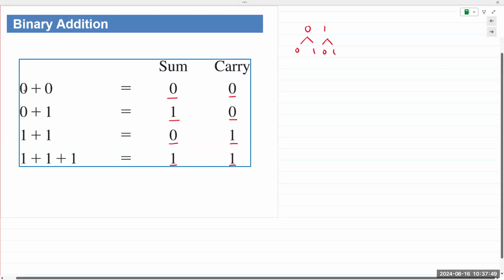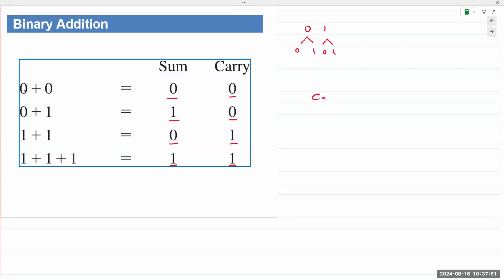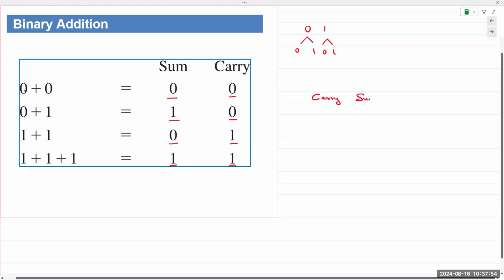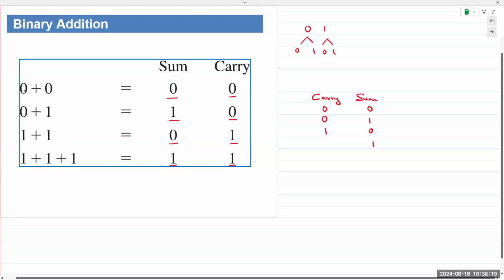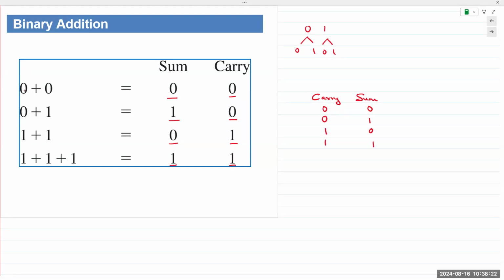The way we would read this is actually the opposite. So you would have the carry bit on the left and the sum on the right. If it's 0 plus 0, the sum is 0, the carry is also 0. If it's 0 plus 1, the sum is 1, the carry is 0. That means the result of 0 plus 1 is 0, 1. For 1 plus 1, it becomes 1, 0. 1 plus 1 plus 1, it becomes 1, 1.